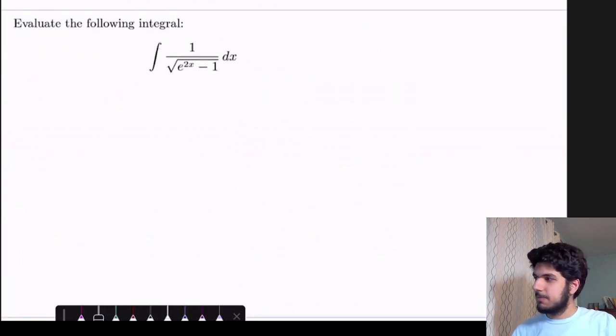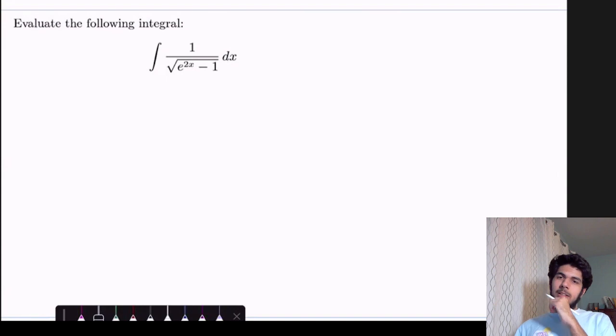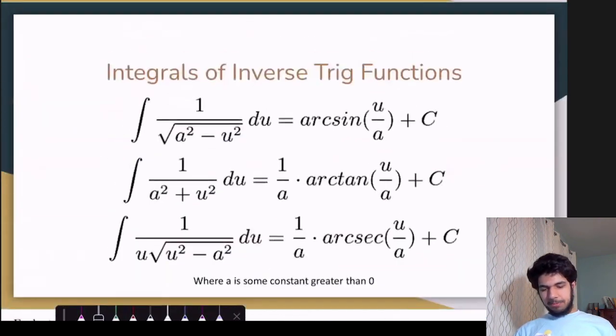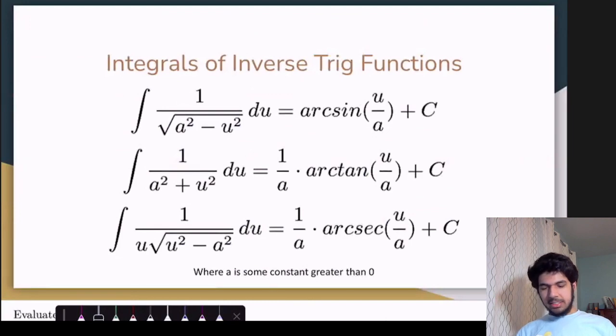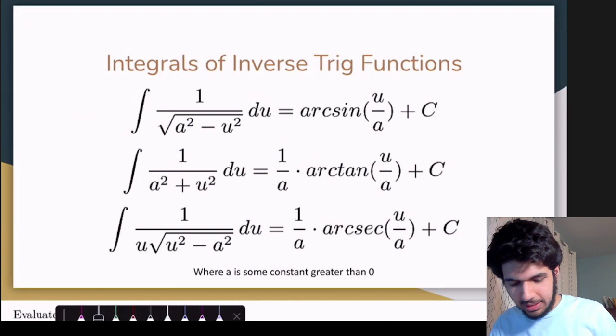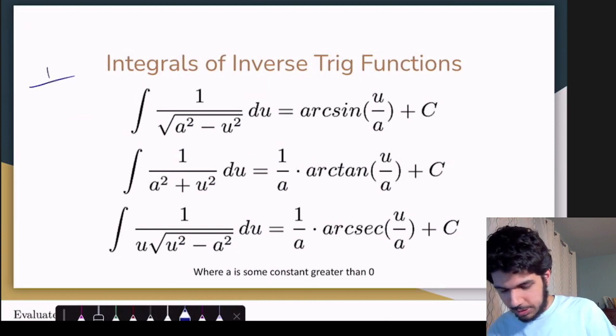What about this? What about this? So what is this most reminiscent of? Let's scroll back a little bit. It's not this one because we have a square root in the denominator, so it's probably similar to one of these two. And it's kind of hard to tell the difference. I'll just rewrite what we're trying to solve for. E to the 2x minus 1.